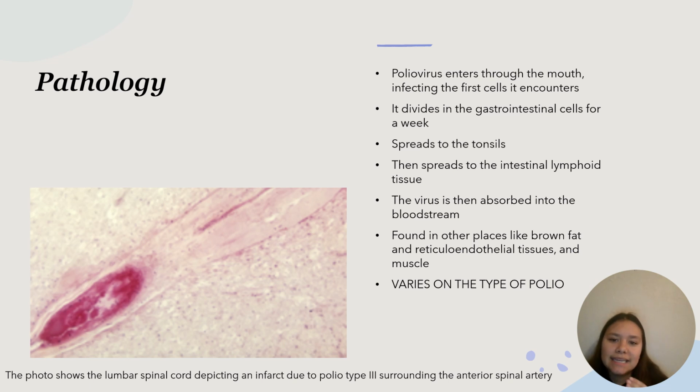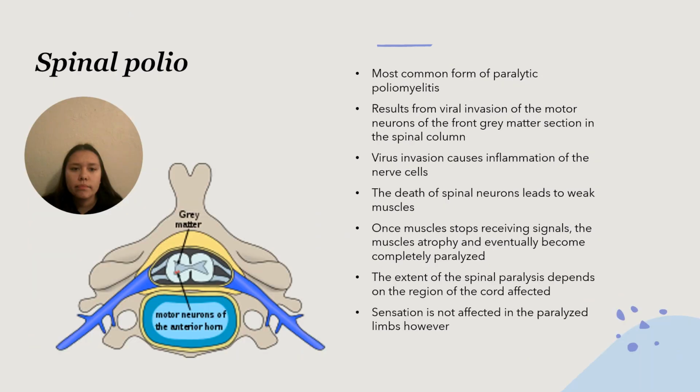The area that it's in is going to depend on the type of polio that I talked about before. So the spinal, bulbar, and bulbospinal. The picture I included shows an infected part of the body with type 3. This is the lumbar spinal cord surrounding the anterior spinal artery.